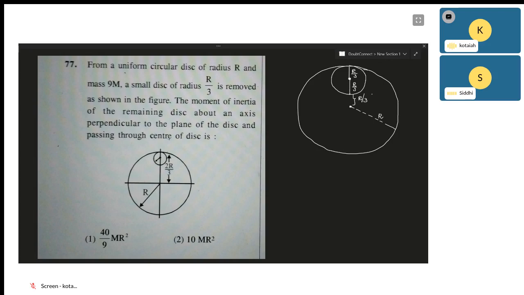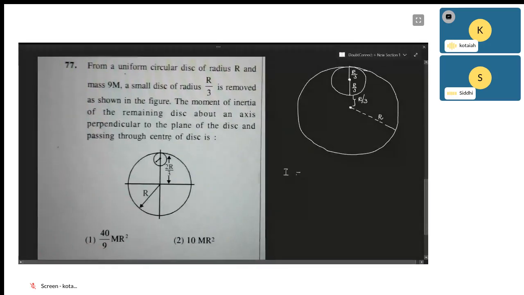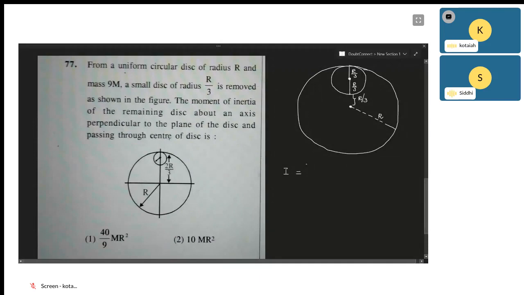Now, first of all, tell me, suppose it is not removed, they have given the mass as 9m. If they don't remove that portion, what is the moment of inertia of the circular disc? What is the formula? Moment of inertia of the circular disc. So m by 4, you think? M by 4?